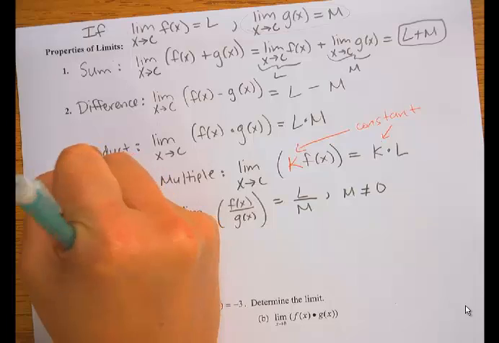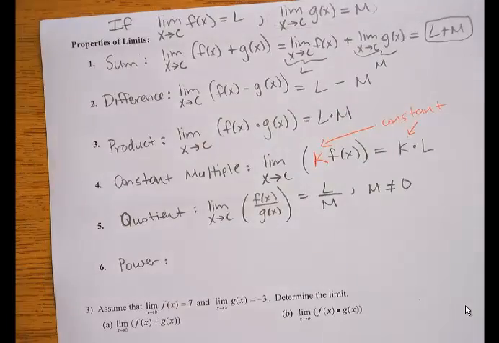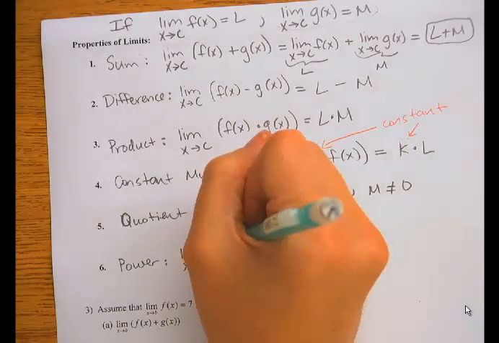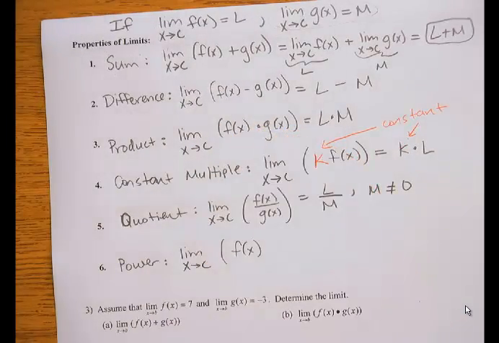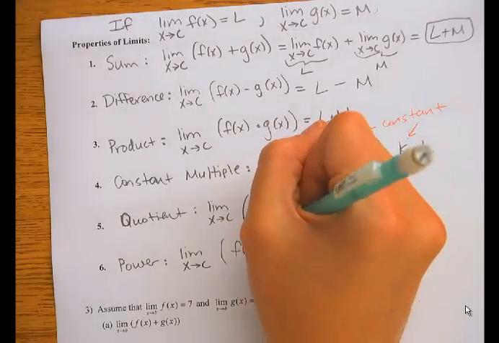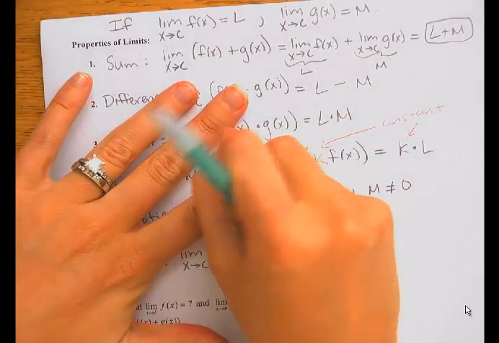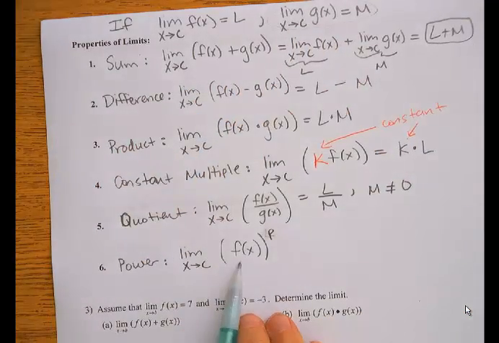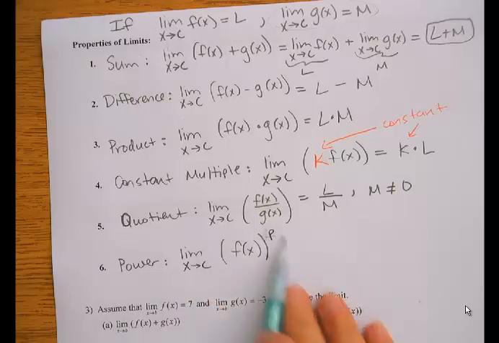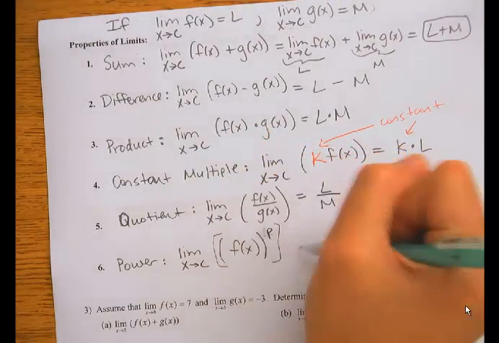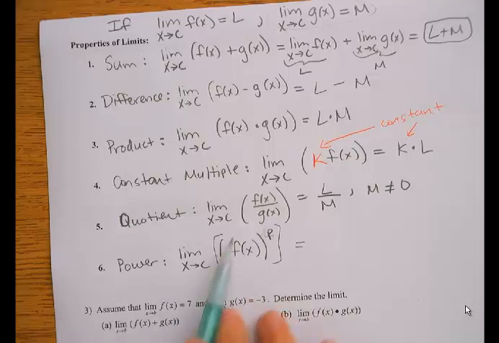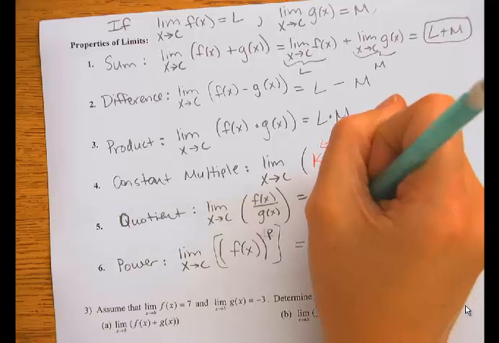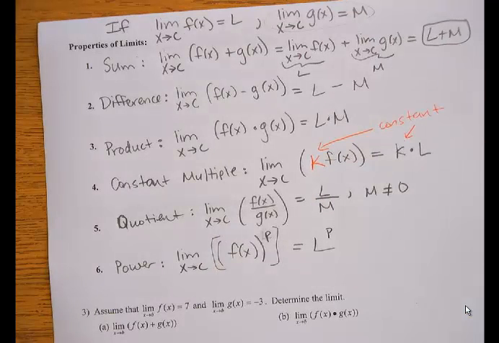Okay, and then the last property would be the power property, which is the limit as x approaches c of, let's just say I have f of x, I'll use that one, and let's say I had that whole thing being raised to a power. Whoops, I want to call that power p. So if some function is raised to a power, and I wanted to find the limit of all of that? Well, basically all I would have to do is find the limit of just the f of x part, which again we said earlier is L, and then just raise that L to the same power p.